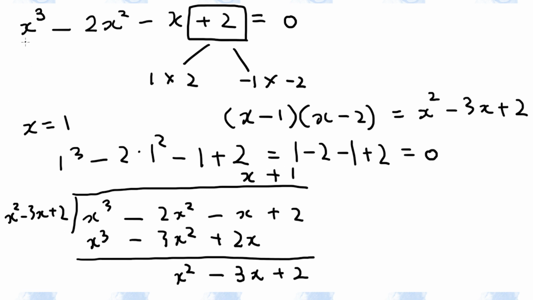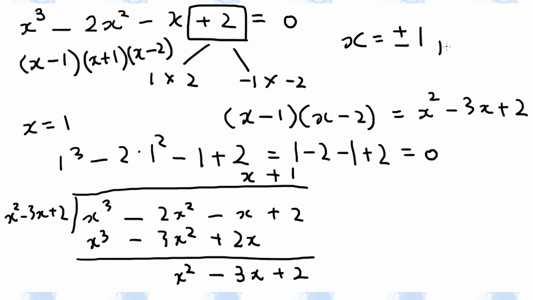So now we know that this cubic function can be factorized as x minus 1 times x plus 1 times x minus 2. So the solutions are x equals plus and minus 1 and plus 2.